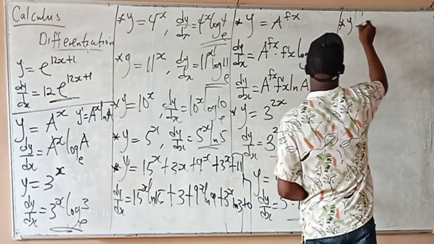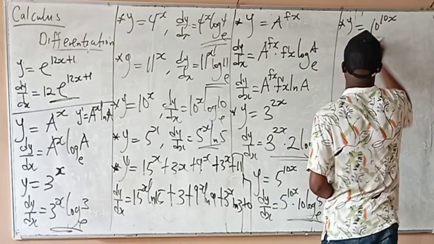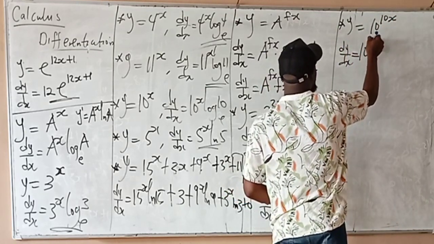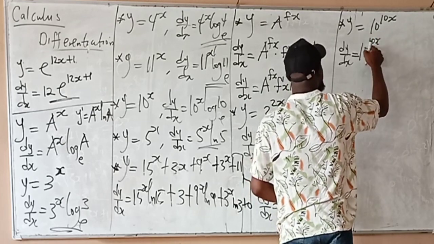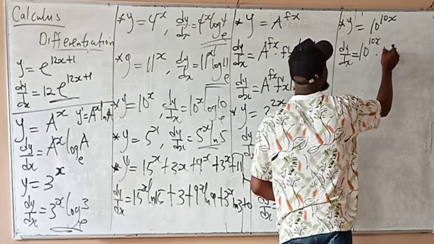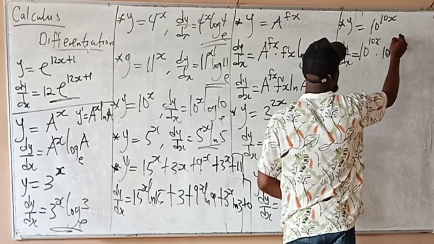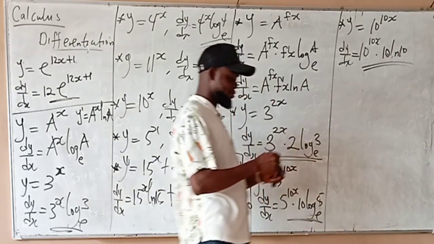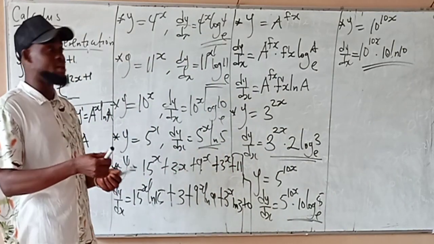If y is equal to 10 raised power 10x, what is dy over dx? That is 10 raised power 10x times differentiate 10x, and we will have 10, then ln of what? What is the base? The base is 10. Answer. That is ln, or use log to base e.